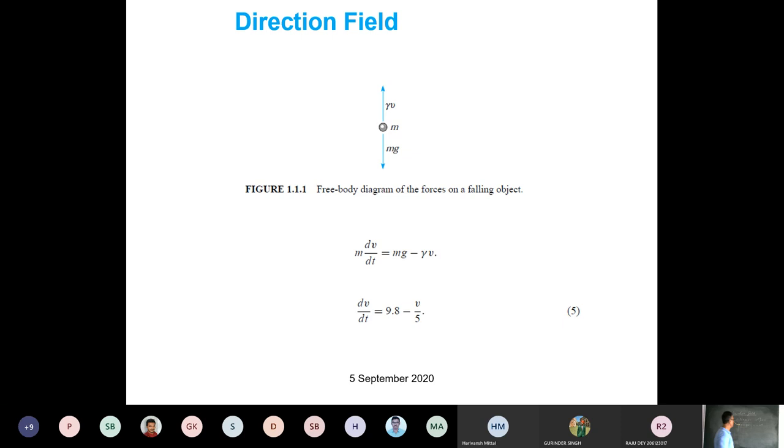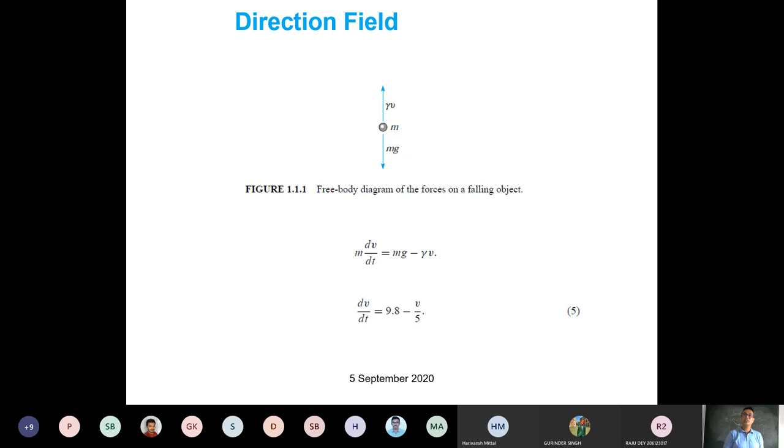then I can easily plot the solution curve, right? I can easily plot the solution curve. So one way a direction field helps you is that you can have an idea about the solution curve without actually solving this differential equation. Is it okay? Fine.